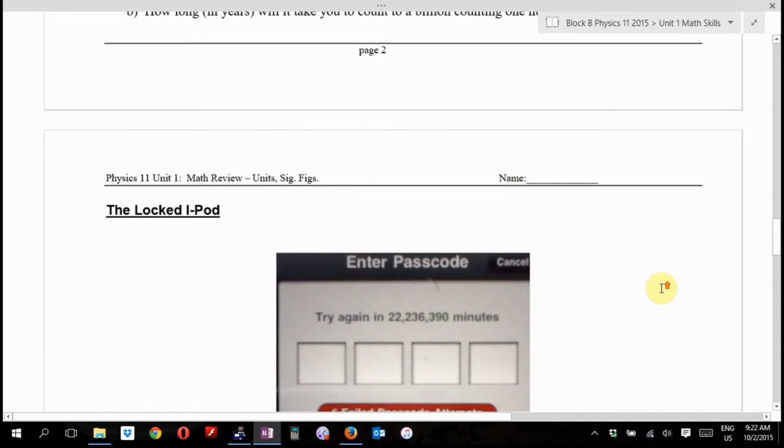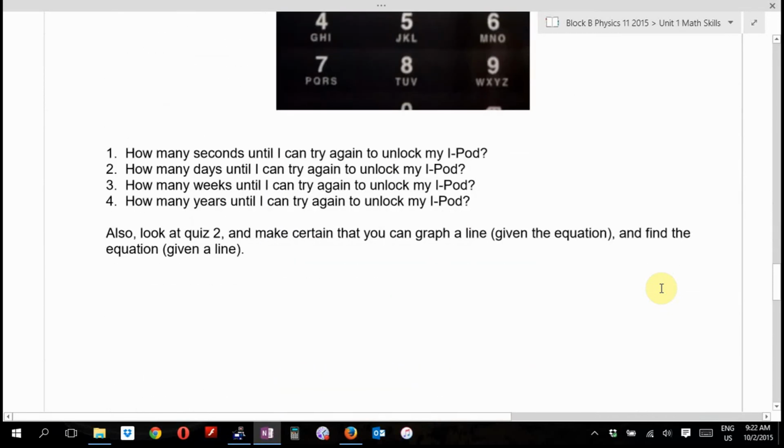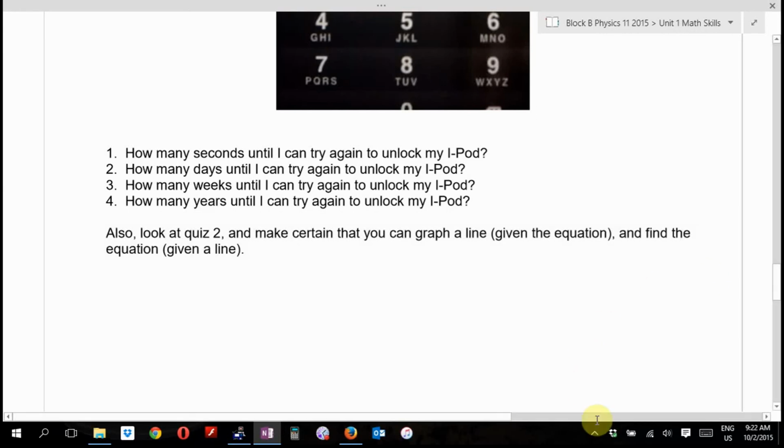This is due the day of the test. The only thing that I didn't put on here, it says, look at quiz 2, make sure you can graph a line given the equation, and make sure you can find an equation given a line. Make sure you can graph data, find a line of best fit. Okay? Class is yours.